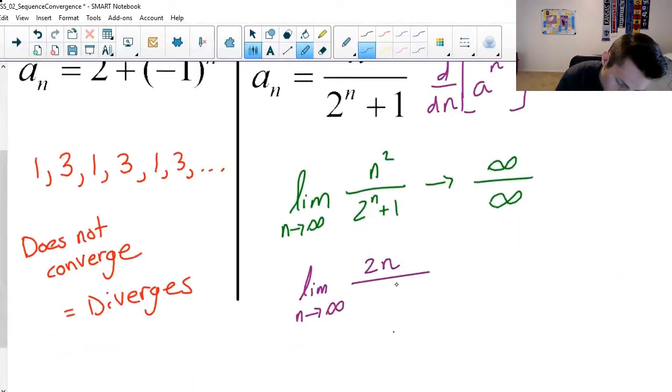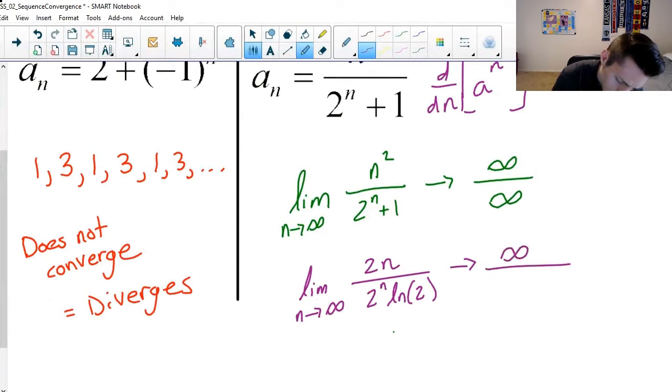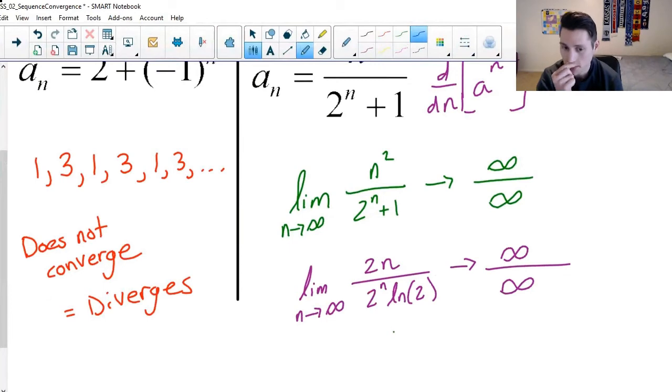So for us, 2 to the n plus 1, so that would be 2 to the n times natural log of 2. The derivative of 1 is 0, so it's just this. So now I'm going to try this again. 2 times n as n goes to infinity. Well, that'll be infinity again. In the denominator, 2 to the nth power times natural log of 2 is just a number, so this will also still be going to infinity. All right, so I still have an indeterminate form. But remember, that is okay because we can continue using L'Hopital's rule as many times as we need.